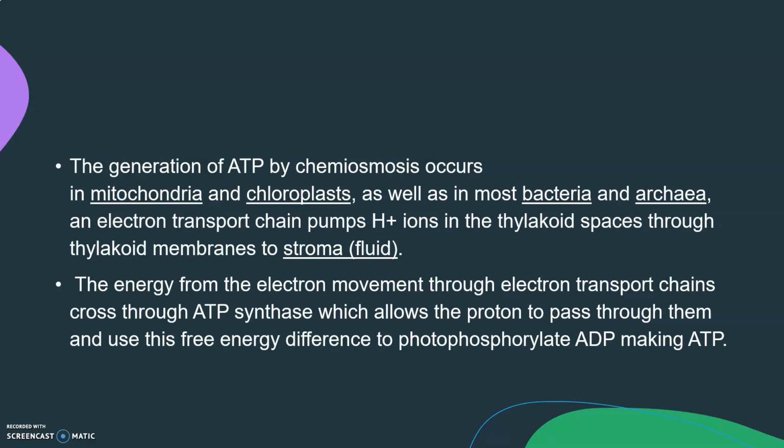An electron transport chain pumps H+ ions from the thylakoid spaces through the thylakoid membrane to the stroma, and this occurs in eukaryotes. The energy from the electron movement through the electron transport chain goes through the ATP synthase, which allows the protons to pass through and use this free energy difference. This free energy difference is used to phosphorylate what? ADP, and thus ADP can be converted to ATP. So the energy from the electron movement through the electron transport chain goes through the ATP synthase.